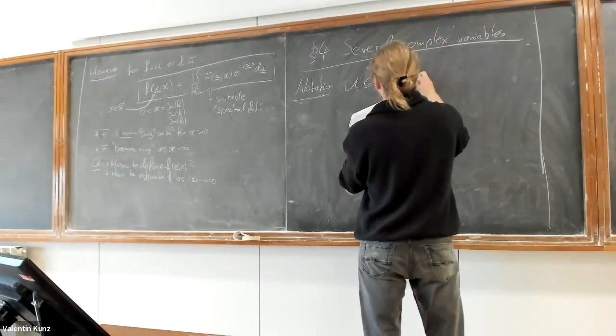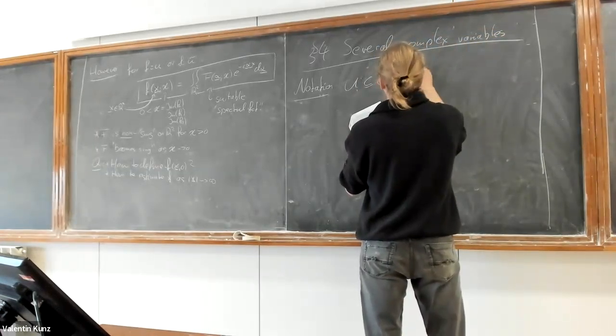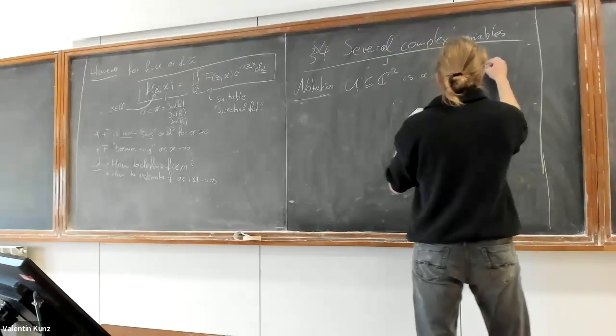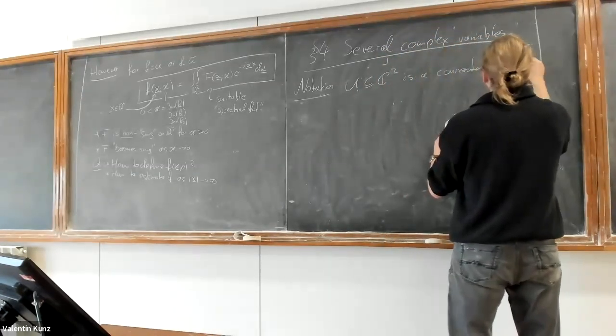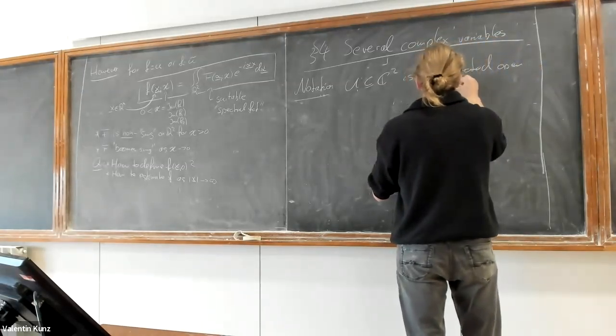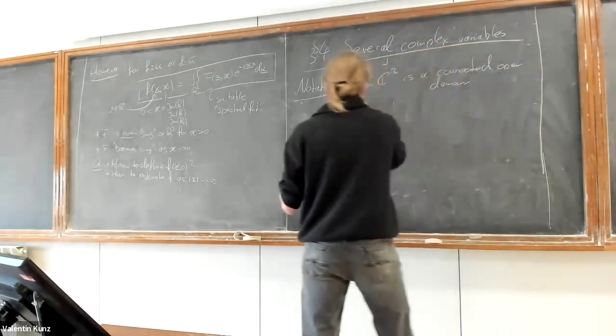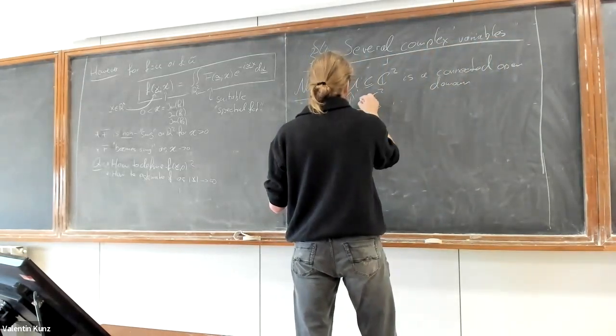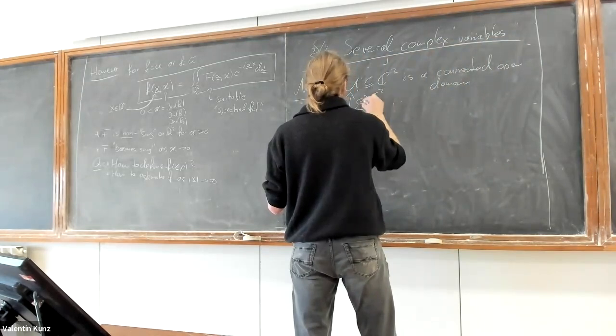So, notation. U is a connected open domain, right? So this is in C squared.